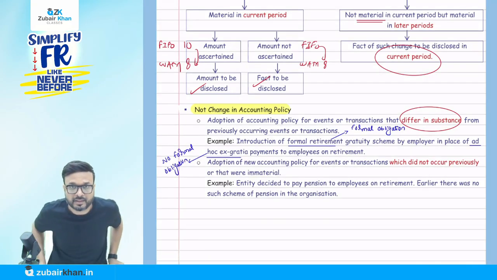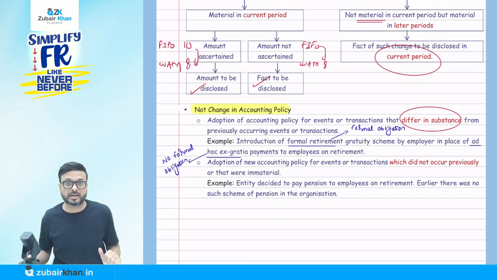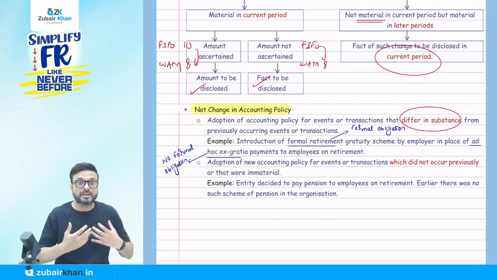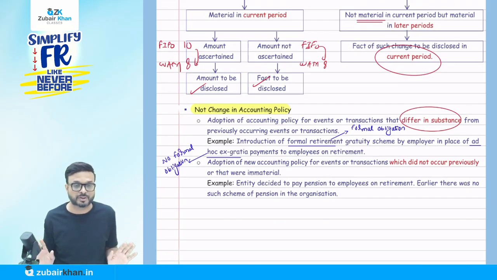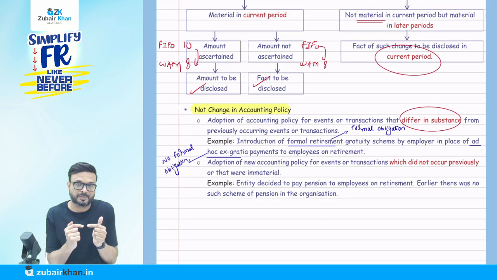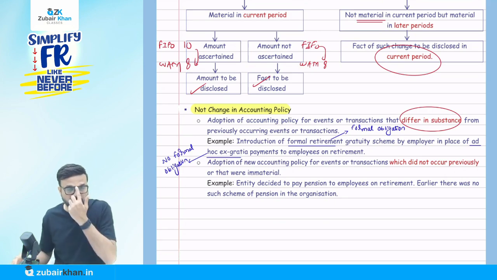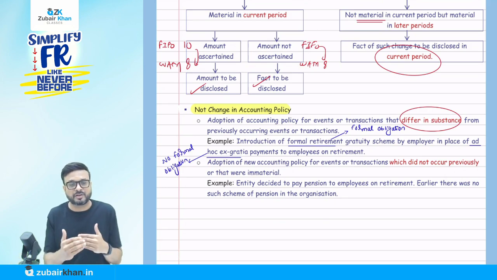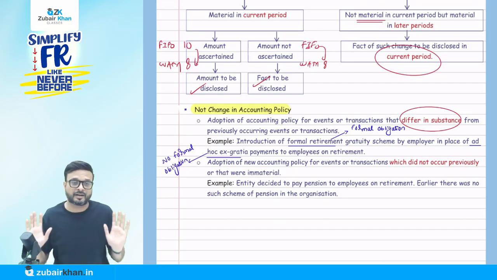So what does it mean here? People say it's a change in accounting policy. No, it is not a change in accounting policy. Now it's a formal obligation. Previously, there was no formal obligation. That's it. The difference is in substance. An example that I have covered here is a very common example which is asked by the ICAI.